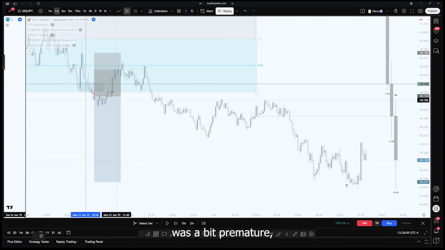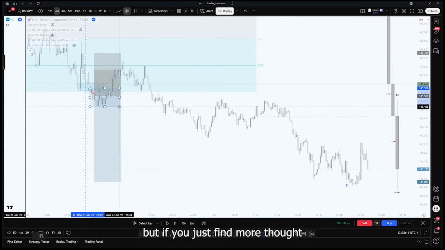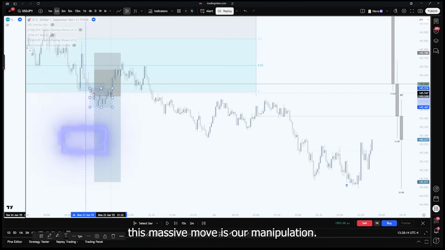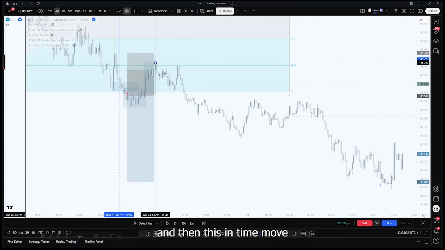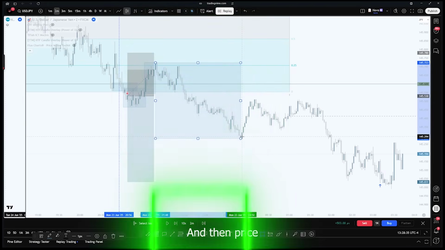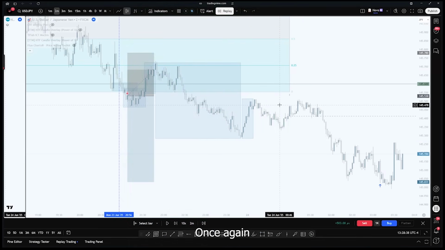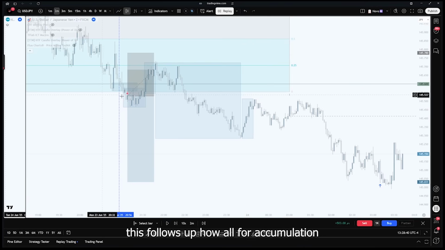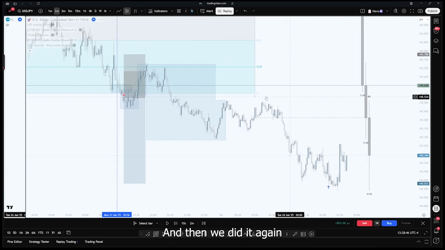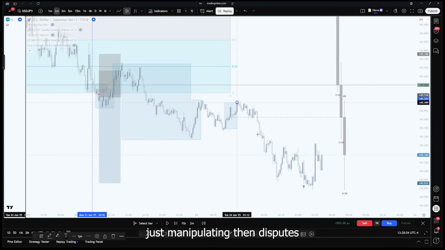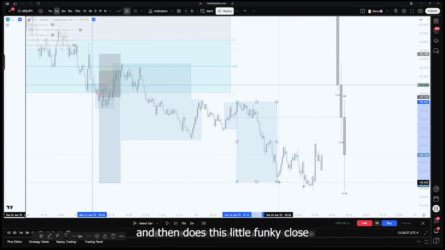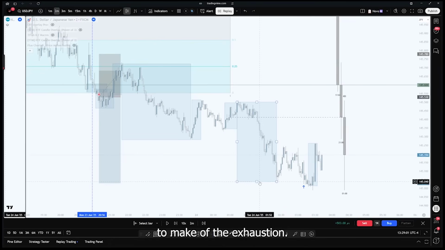So the entry was a bit premature, but if you just try and mark this out, this would be our accumulation. This massive move is our manipulation right here. And then this entire move down was our distribution. And then price finally closed off with an exhaustion here. Once again, this follows our power of 4: accumulation, manipulation, distribution, and then exhaustion. And then we did it again with the next candle. Very similar perspective there. Price starts by firstly just manipulating, then distributes, and then does this little funky close to make up the exhaustion here.